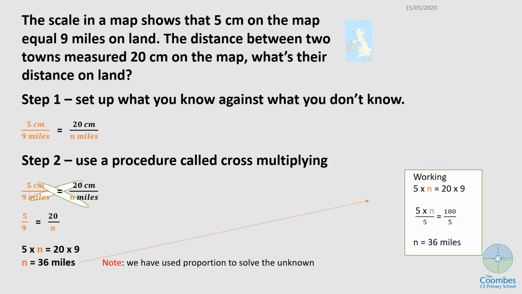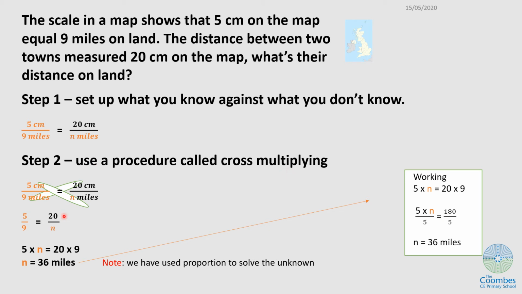Now we can start by setting up what we know against what we don't know. We know from the question that 5 centimeters is 9 miles. And then from the question also, we know the distance between the 2 towns is 20 centimeters. What we don't know is the distance on land. And then we can use this second procedure, cross multiplying, to work out n.